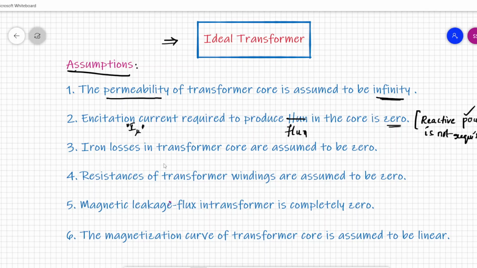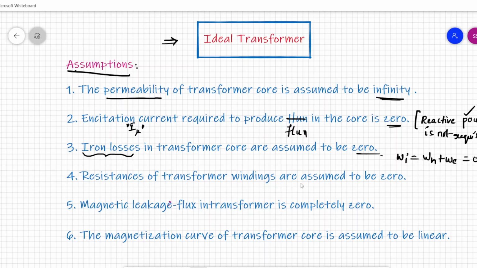Now, the third point is that iron losses in the transformer core are assumed to be zero because it is an ideal transformer. There will be no losses. The iron losses I mentioned earlier, that is hysteresis loss and eddy current loss, will be zero in an ideal transformer.